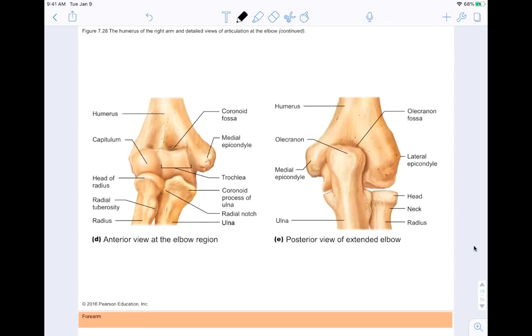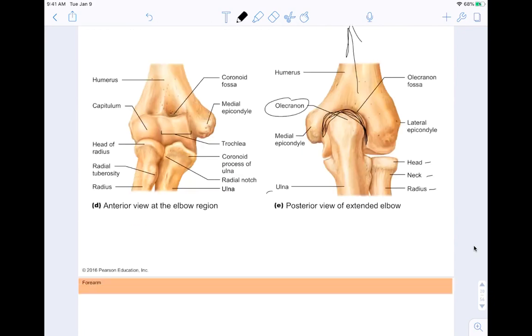This is the humerus of the right arm, and there are detailed views of articulation at the elbow. So we talked about the olecranon there, the bone that is going to be helping to form our elbow. We talked about the head, the neck. Our radius and ulna are going to be below everything, and then, of course, our humerus extends up this way.